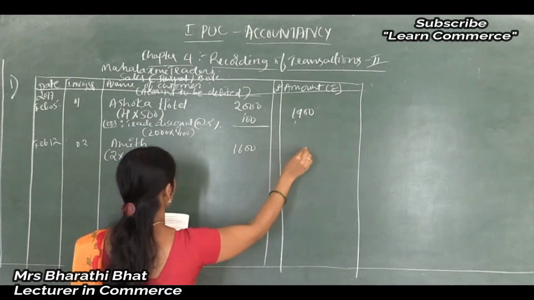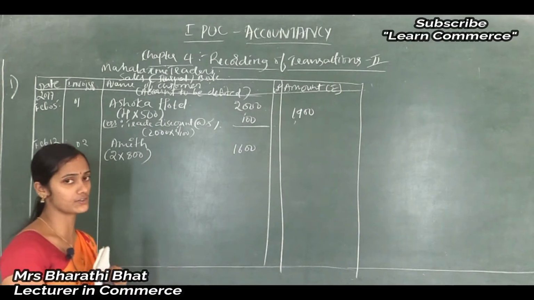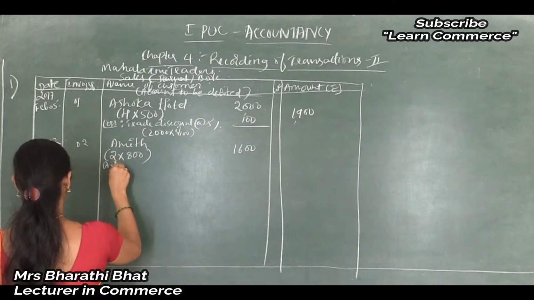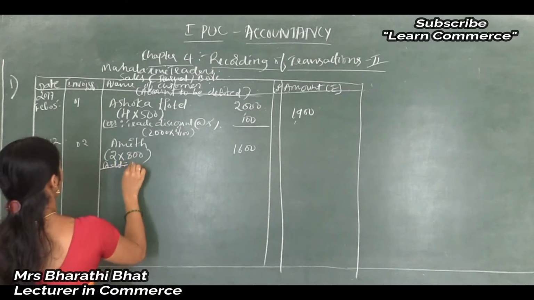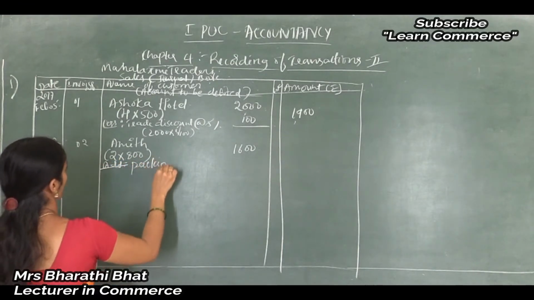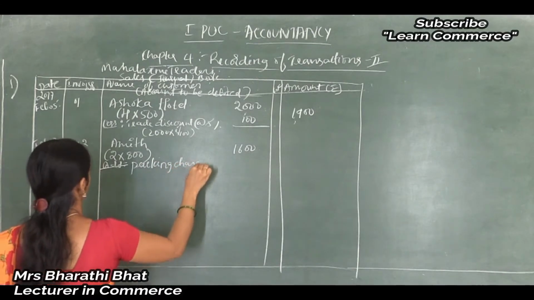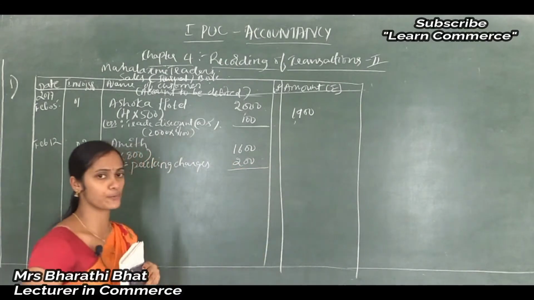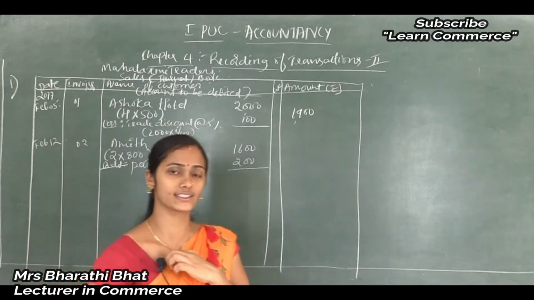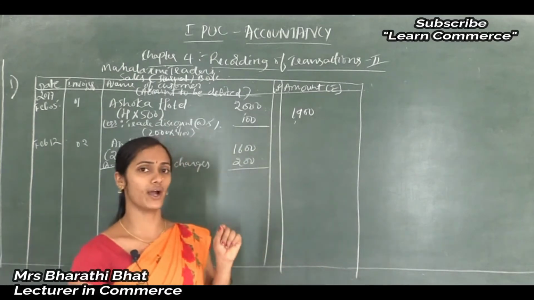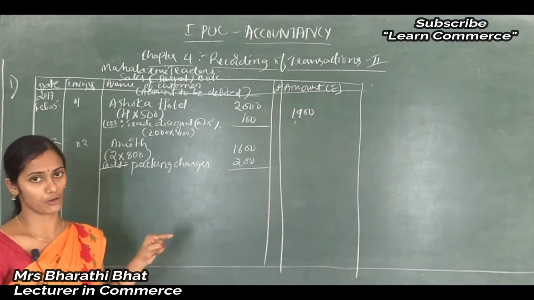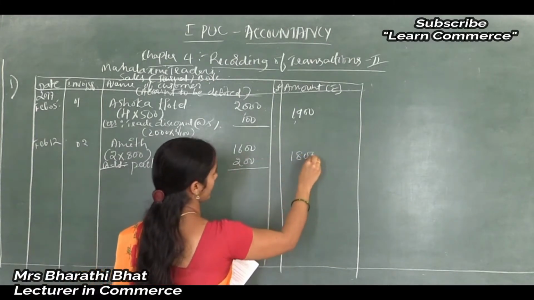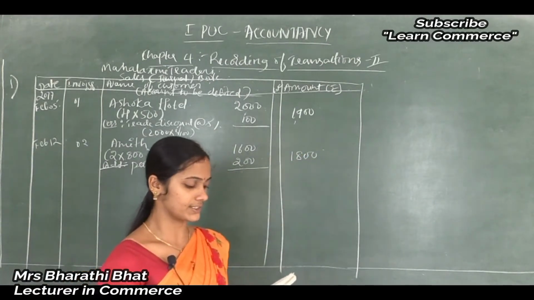You can't write the amount in the amount column directly, because you have to add some packing charge. So also spent, add packing charges. How much? 200. If any packing charges or transportation charges or installation charges are given in the illustration, then you have to add to the concerned amount. Clear now? So 1,600 plus 200, 1,800. Okay, so see the next one.